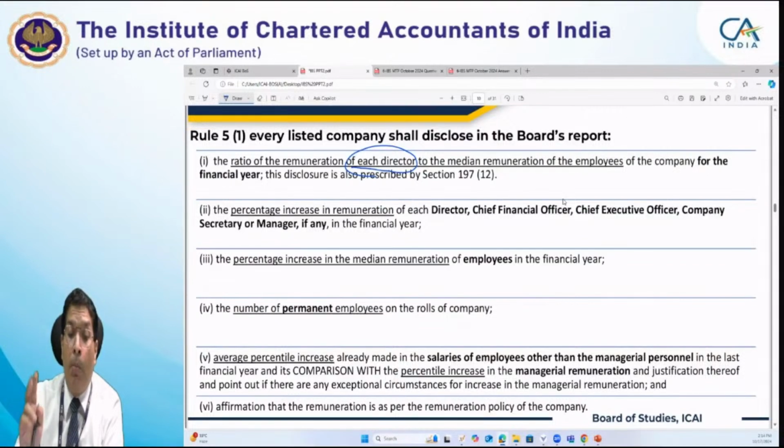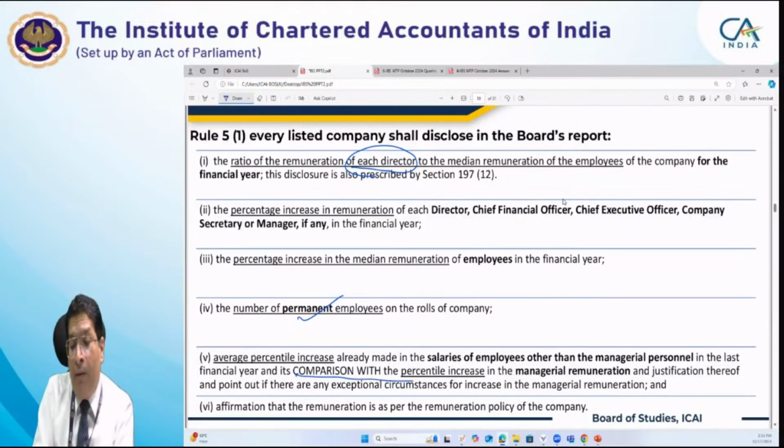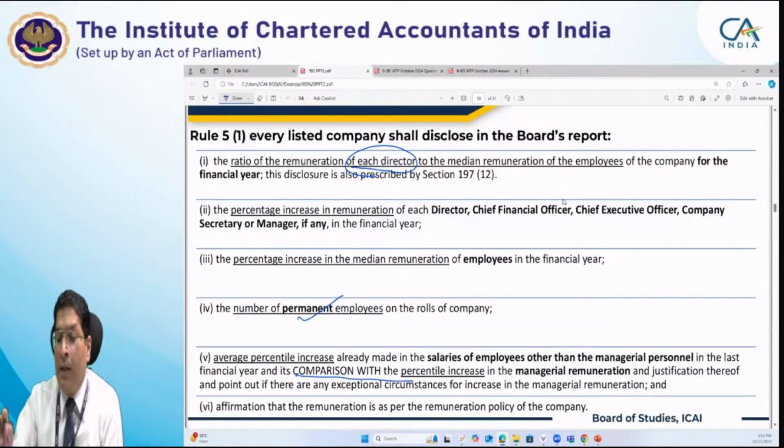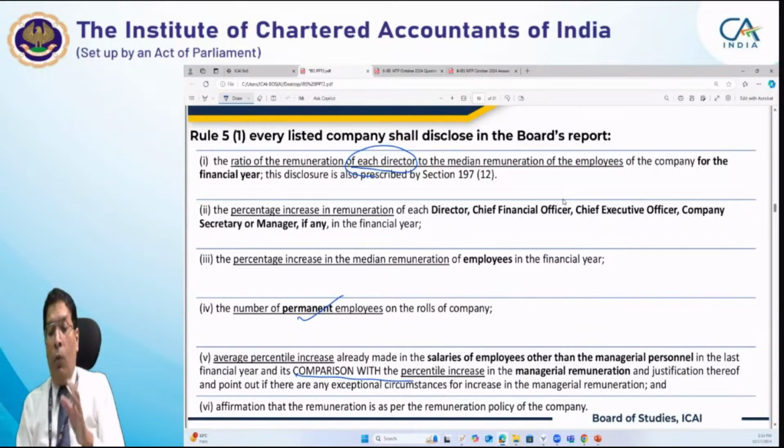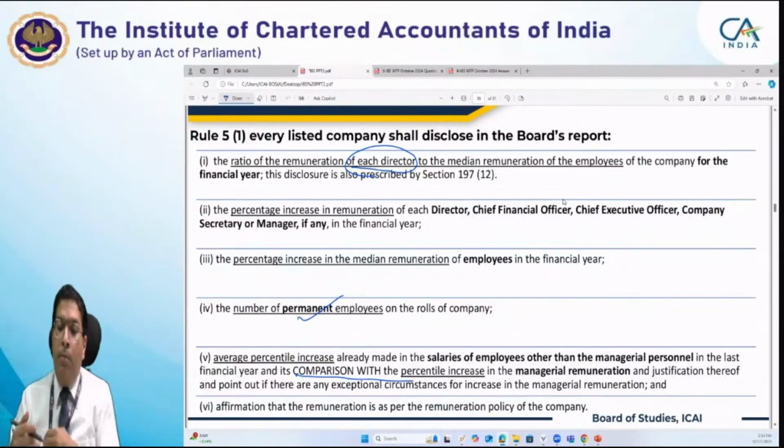Fourth, the number of permanent employees on the rolls of the company. Fifth, the average percentile increase already made in the salary of employees other than managerial personnel, and its comparison with the percentile increase in managerial remuneration. It means you have to compare the salary of employees other than managerial personnel and managerial remuneration. And the last is an affirmation statement.